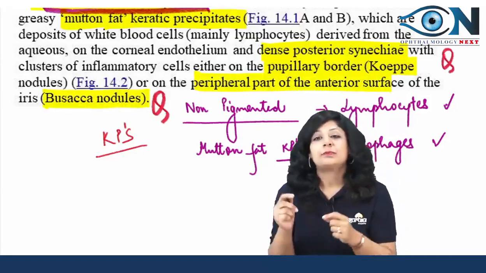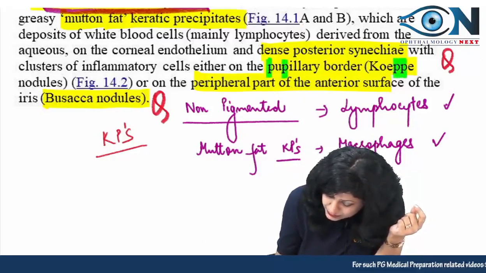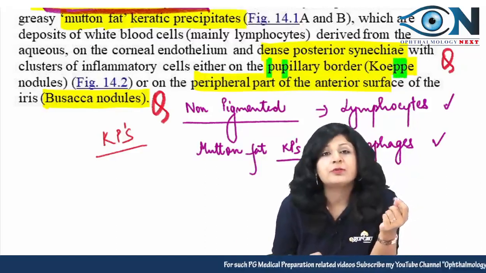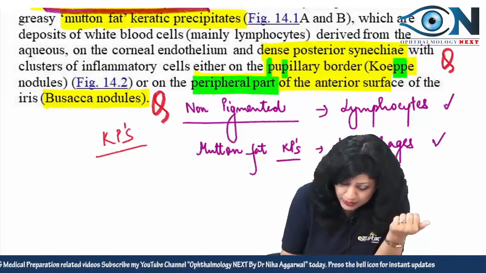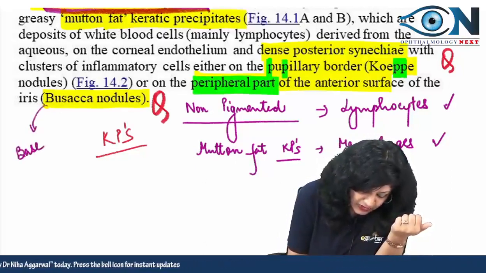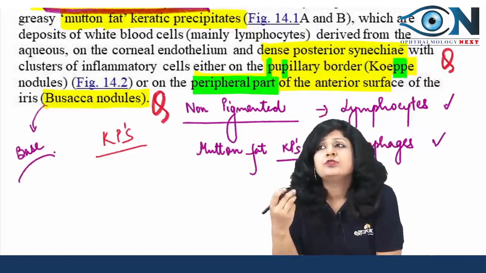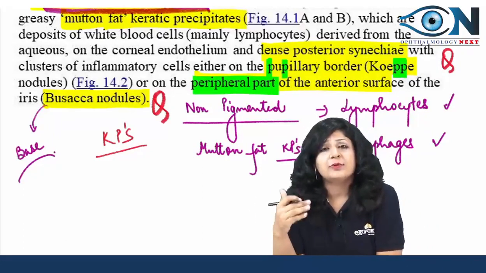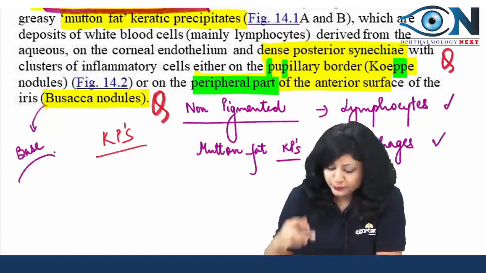Now how to remember them? Look at the pupillary: I've got 2 P's here, 1 P here and 1 P here. So Koeppe also contains 2 P's. Similarly, the Busacca nodule is present at the peripheral part. So you can remember B for Busacca and B for base, that is the base of the iris. So if I am talking about granulomatous uveitis, I am looking for the mutton fat KPs, I am looking for the Busacca nodules.